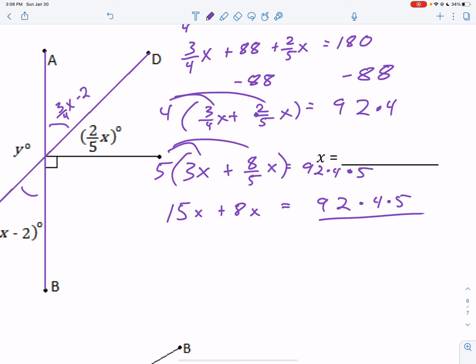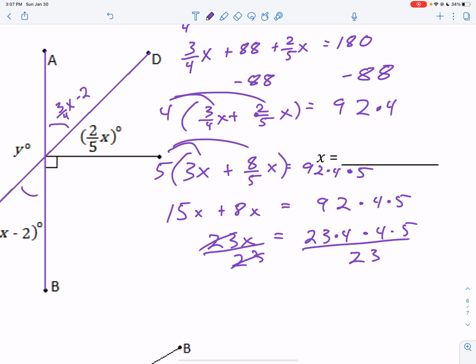And I haven't messed with that yet. I'm just kind of leaving it over there. But this is 23x equals 92 times 4 times 5. So 92 times 20. But again, I could break this up. If you want to throw this into a calculator, that's fine. If I realize that 92 is 23 times 4, that all works. It's all great because I can still do it the exact same way.